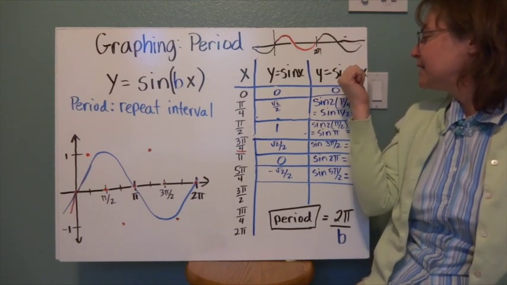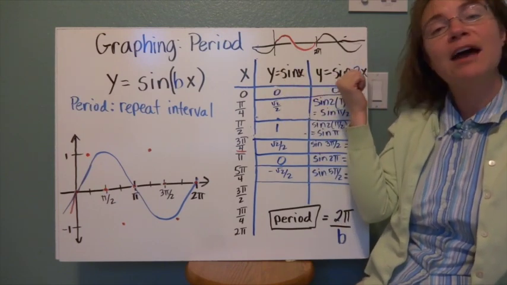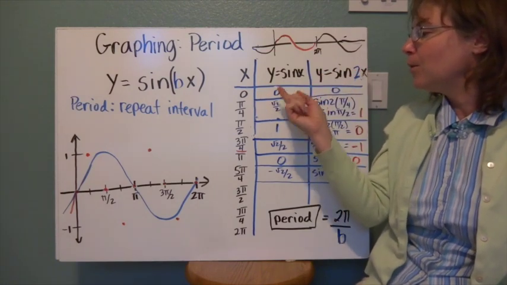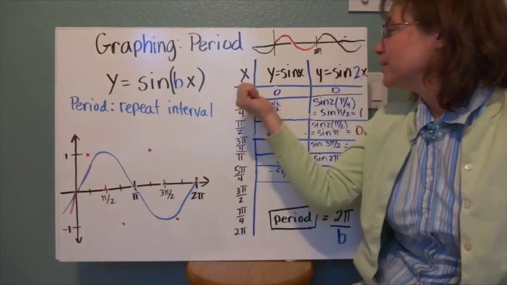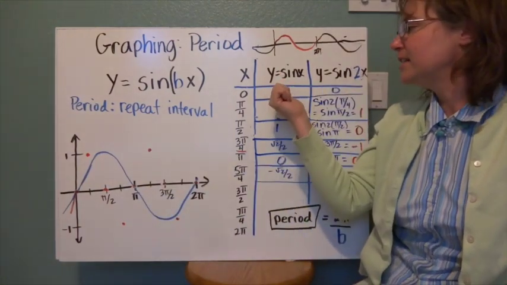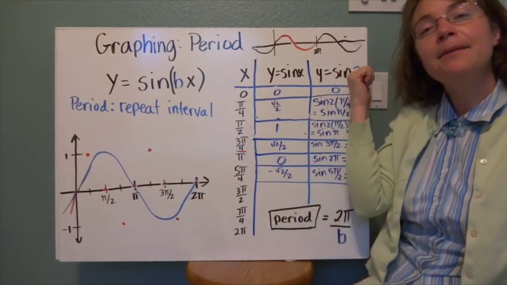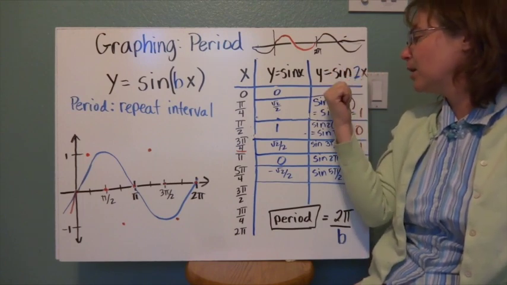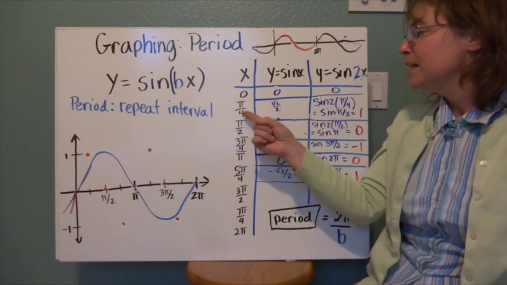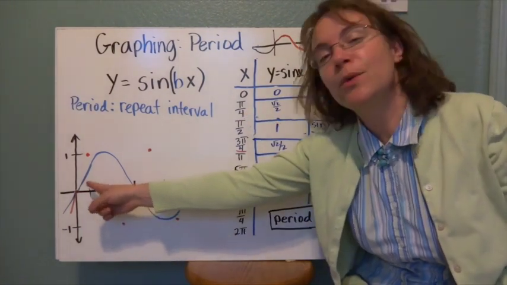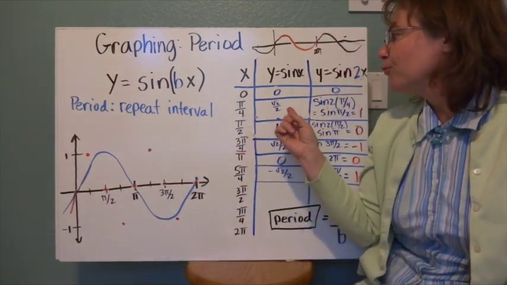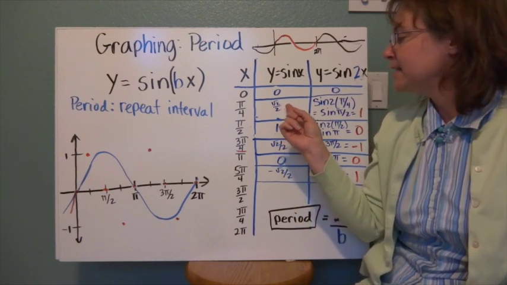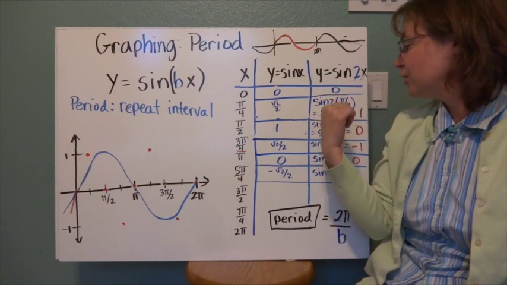So if we have, say, instead of y equals sine x, we have y equals sine of 2x. At 0, it's going to be the same. At 0, y equals sine of x is just 0. And then 2 times that 0 is going to be 0, and sine of 0 is just 0. Then at pi over 4, y equals sine of x is square root of 2 over 2. That's the height at that point, just looking at our unit circle.